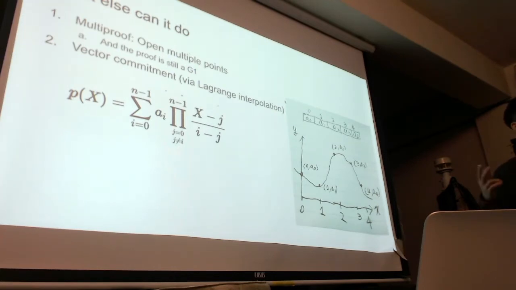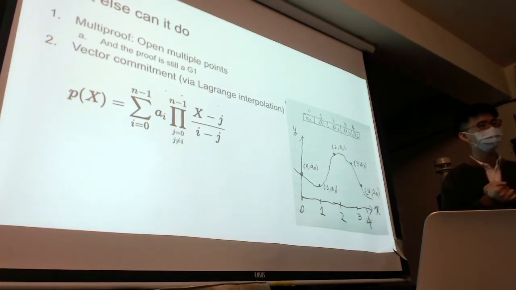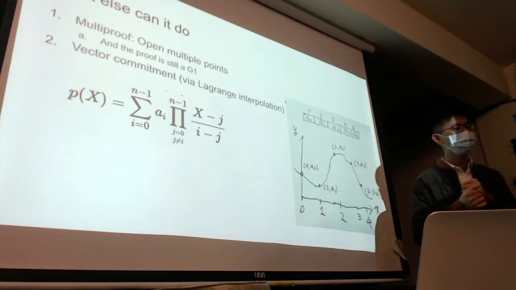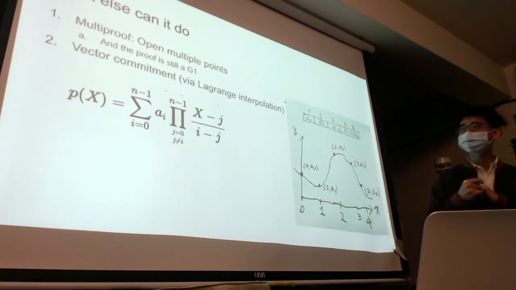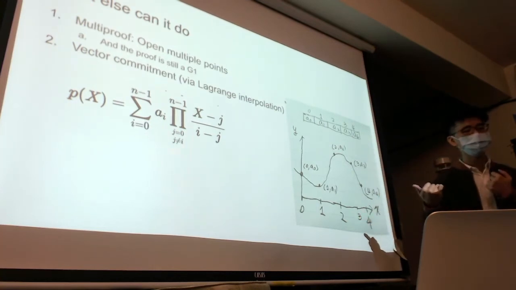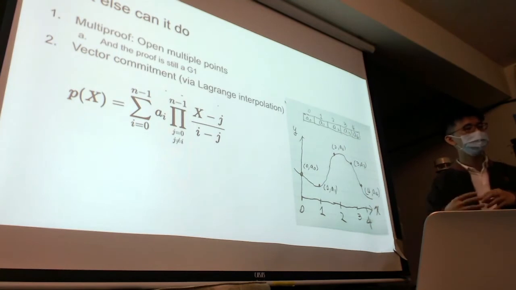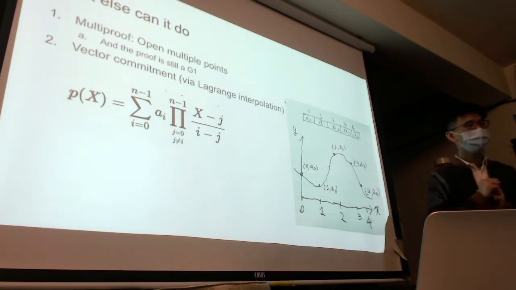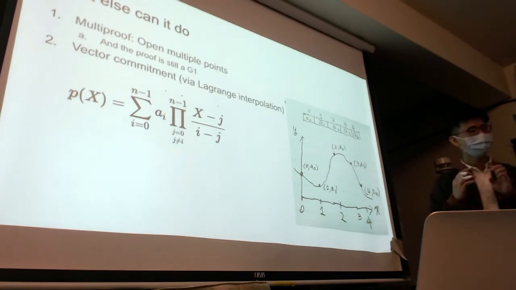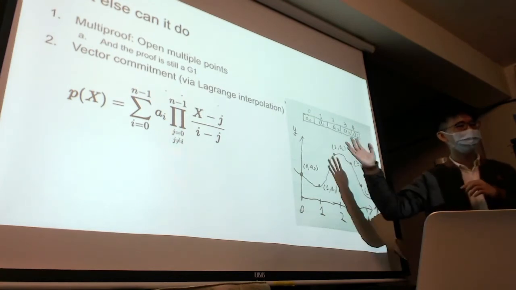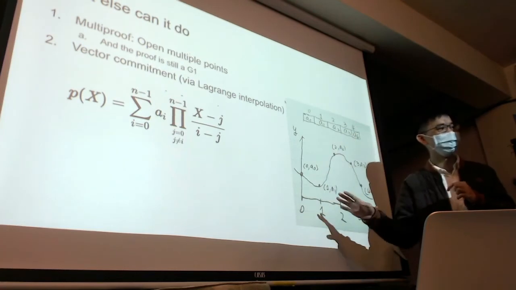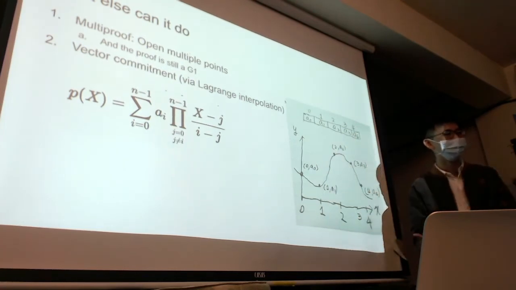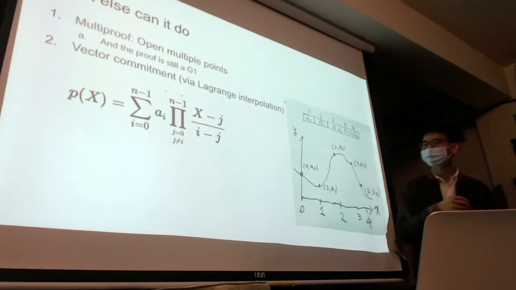I think it depends on different sets of security assumptions. Merkle tree depends on the hash function, but polynomial commitment depends on elliptic curve assumptions. But there's a question: okay, if polynomial commitment is that good, why are we not already using polynomial commitment?